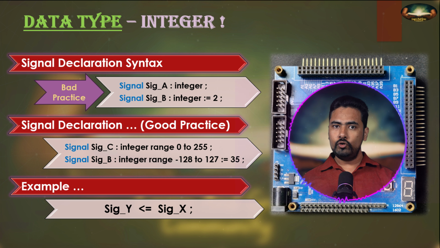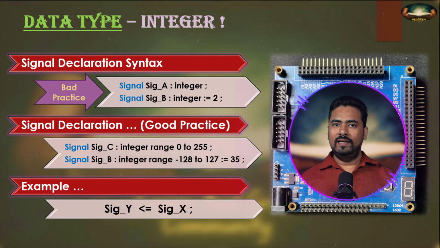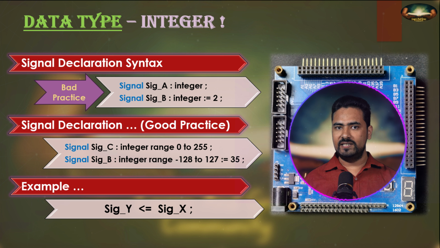Remember that it is crucial to ensure that x and y have the same range. Assigning any value to signal y that falls outside its defined range may lead to unexpected behavior in your FPGA designs. In the next session, we will be talking about more useful data types supported by VHDL, so stay tuned for the updates.